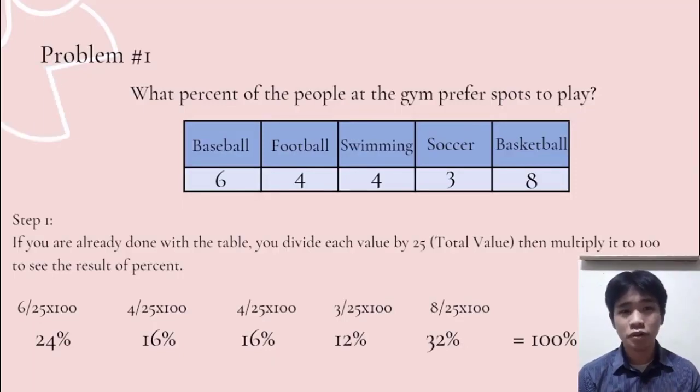Problem 1. What percent of the people at the gym prefer sports to play? So to get the percent of these values, you need to add all the values to get the total values. After getting the total values, divide each value by the total value, which is 25.